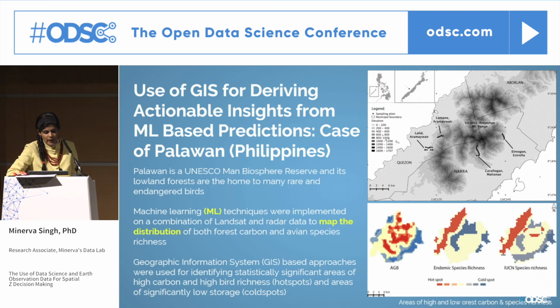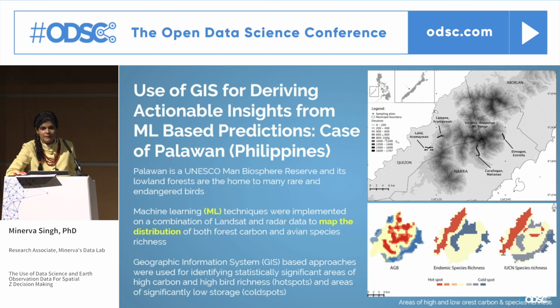deeper. So geographic information system based approaches were used for identifying statistically significant areas of high carbon and high bird richness. These are known as hotspots, and spatial statistics techniques were applied to identify areas where you had a statistically significant high concentration of something like forest carbon and statistically significant low concentration of carbon and birds. So on the bottom right, you have the map that we obtained, a map of hotspots in red and the map of cold spots in blue.